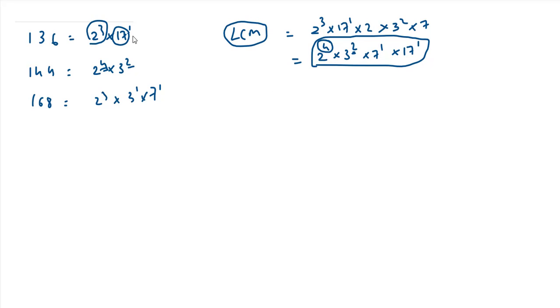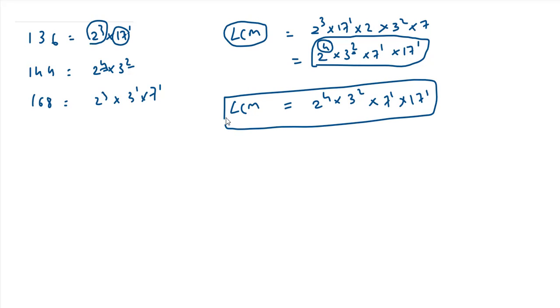So you don't have to really go and check in that way. All you have to do is directly take the highest power of each of these factors and write it down. That will give you the LCM. So it will be straight away 2 raised to 4, 3 square, 7 raised to 1 and 17 raised to 1. If you multiply this, you will get your answer as the LCM of these three numbers.